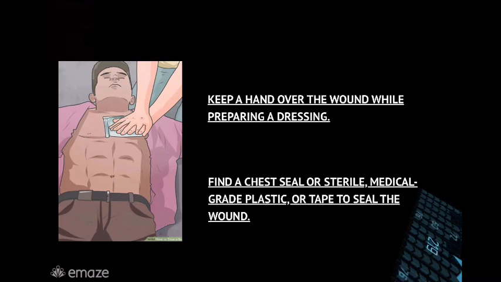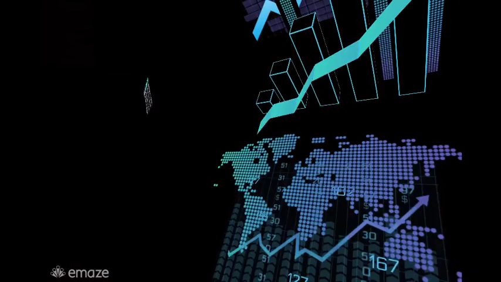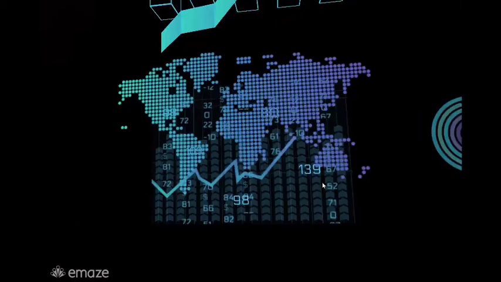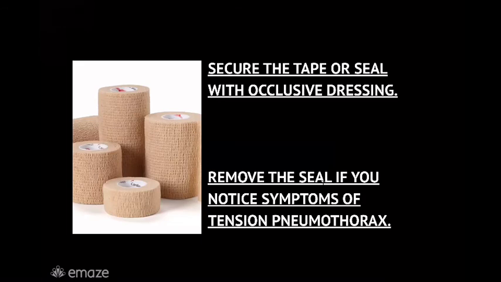Find a chest seal or sterile medical grade plastic or tape to seal the wound. If possible, ask the patient to breathe out to release any excess air. Place a tape, plastic or chest seal over any hole that is sucking in air. That will prevent bleeding and prevent infection. Secure the tape or seal with an adhesive dressing.